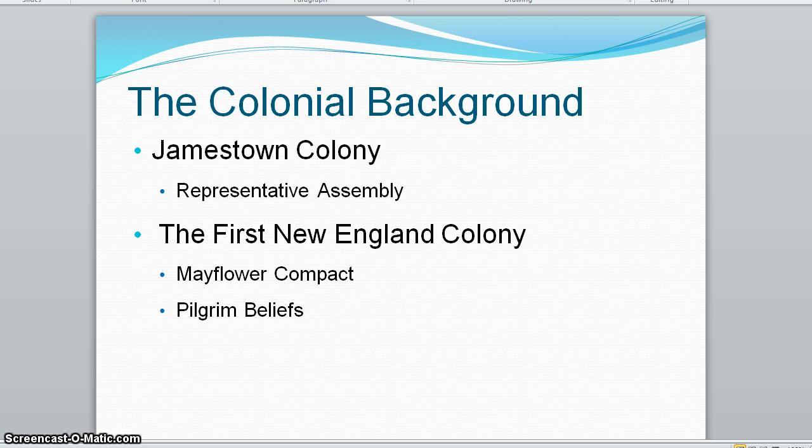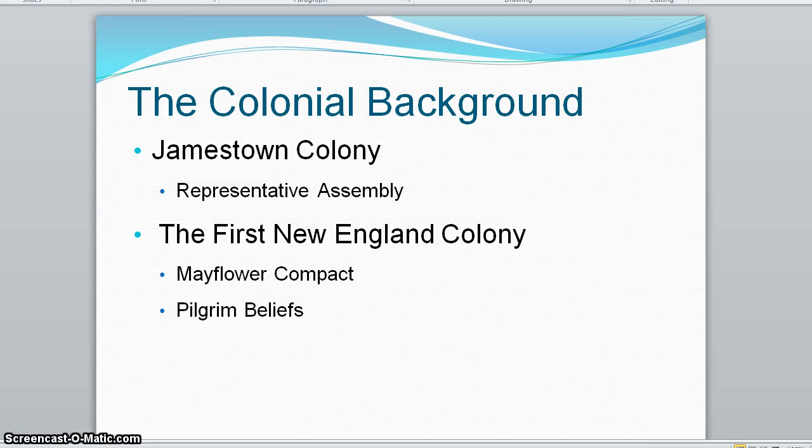First, the colonial background. In 1607, the English government sent a group of people to establish a trading post in Jamestown, and the king gave those backers full power and authority to make laws. As a result, the colonists set up a representative assembly, which was a legislature made up of individuals representing the population. The first New England colony came as a result of the Mayflower.